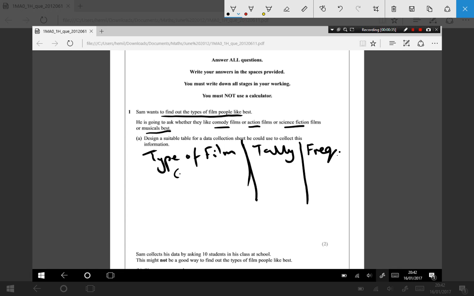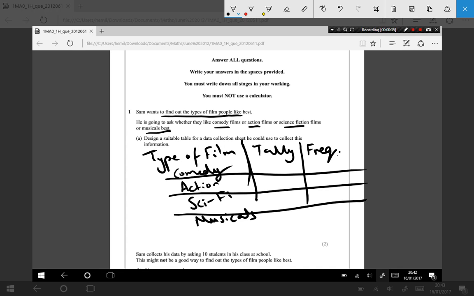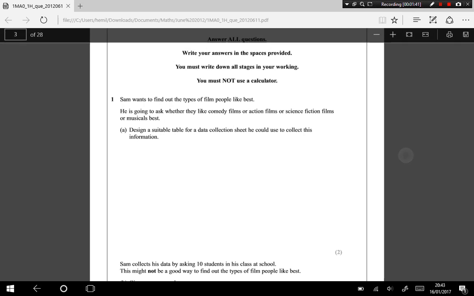Just imagine it's a short form. Then you want to write down comedy, and please excuse my poor handwriting, action, sci-fi, and musicals. And now for each one of them, just draw a line like that, and that should get you the full 2 marks that you need to get that grade that you want. And don't lose these silly marks because they're really easy to attain. So now let's crack on to the next question.